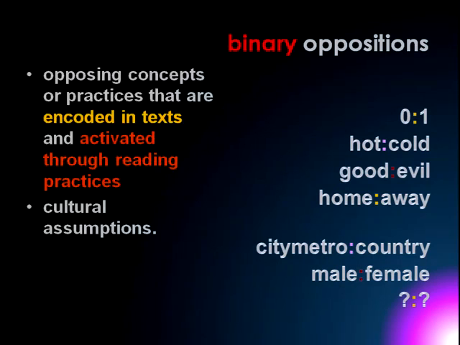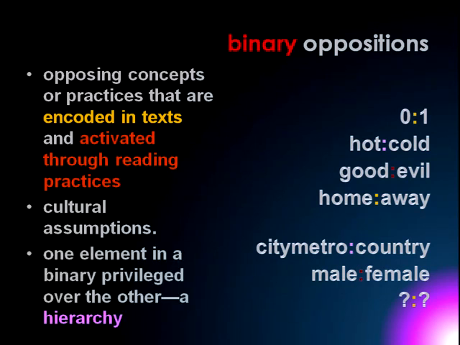Right, so we talk about binary oppositions, and this was a very important moment. We talked about Saussure and structuralism, and the idea of structural linguistics, the idea of the sign and the signifier. The other very key idea that came up in postmodern literary studies is the idea of binary oppositions, which is very straightforward. It sounds kind of freaky and a bit weird, but it's very easy to understand. It's the idea of opposing concepts that are encoded within the text. We don't often know they're happening, and we activate them through how we read the text.